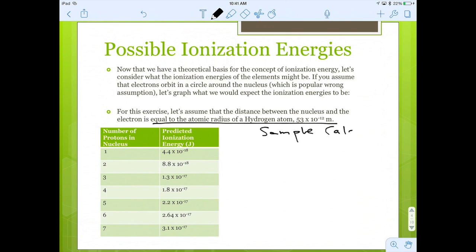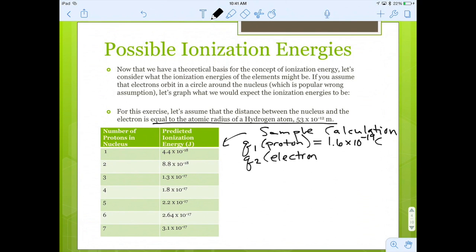Let's do a sample calculation so that you understand where the numbers in our table are coming from. First, we're going to need to know what our charges are. So Q1, let's make that guy our proton. Experiments have shown that the amount of charge on a proton is about 1.6 times 10 to the negative 19 coulombs, coulombs being our unit of charge. Our second charge, our electron, is going to just be the opposite of that, negative 1.6 times 10 to the negative 19 coulombs.